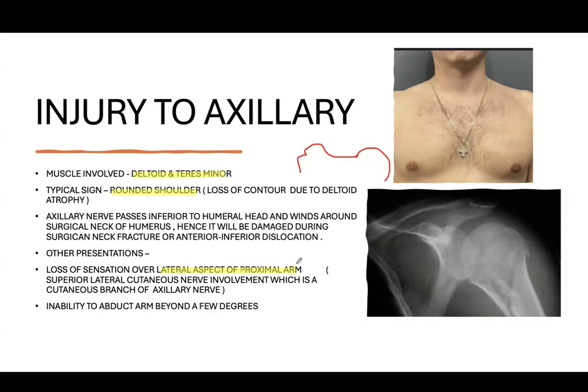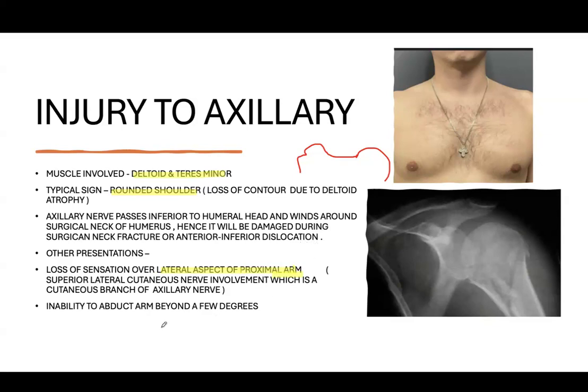You need to be really careful with what they tell you in the questions because they're going to try and catch you out on the small details. So proximal arm, not forearm. And the reason for this is because we have a nerve called the superior lateral cutaneous nerve, which is a branch of the axillary nerve that supplies the proximal arm. So it's going to be basically right below the acromion. You're going to have a loss of sensation on the arm if you have axillary nerve damage.